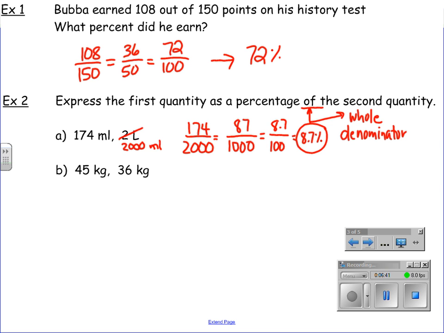All right, next one. We're still expressing the first quantity as a percentage of the second quantity. So in part B, Julian, to write a percent, I'm going to write a fraction. Good. What fraction, Julian? First quantity as a percentage of the second: 45 over 36. What kind of fraction is that? Well, it appears unfriendly at first. It's improper.